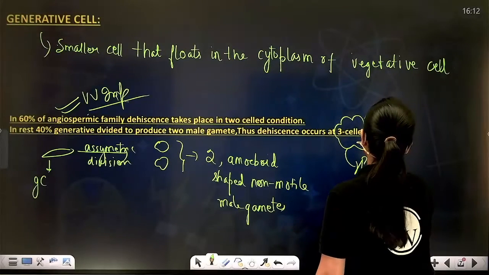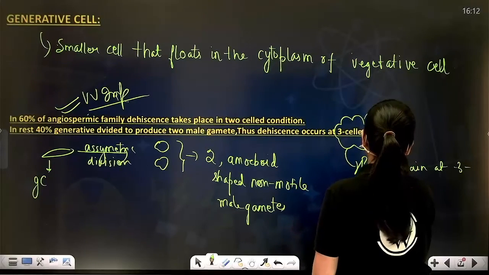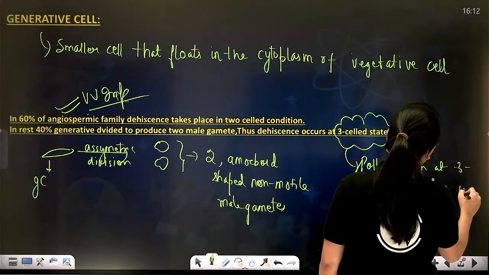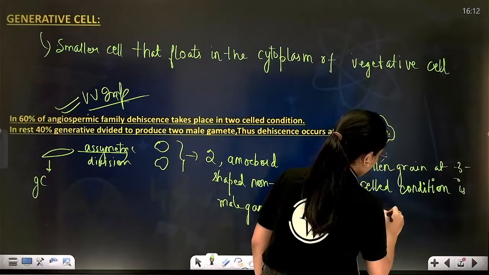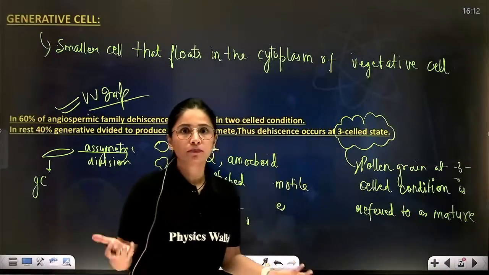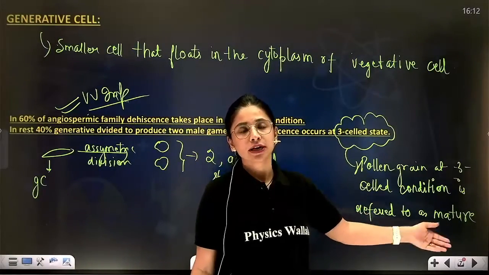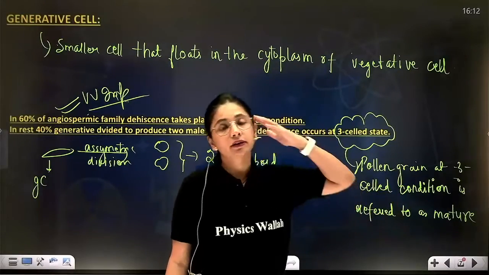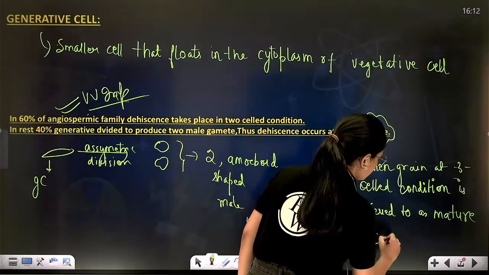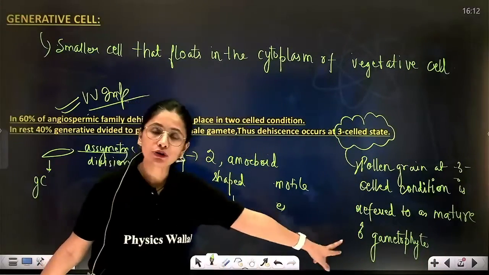A pollen grain with 3 cells is a complete mature male gametophyte. So pollen grain at 3-celled condition, my dear student, is referred to as mature completely, because male gamete is produced. Pollen grain is the male gametophyte, the male gamete carrying body. So once male gamete is produced, it is mature. Now you can call the pollen grain a mature male gametophyte.